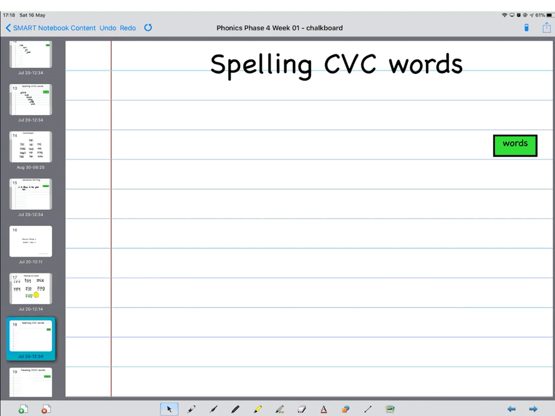So the first word I want you to spell is fox. Fox. And that is fox. F-ox. Next word, mix. Next word is zip. And last word is tax. Okay, well done, Year One.